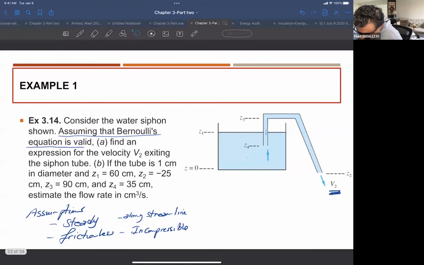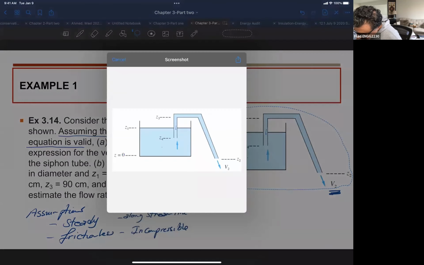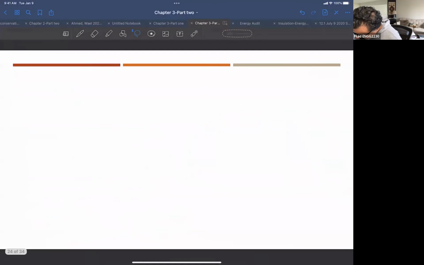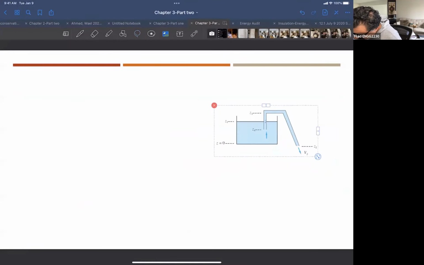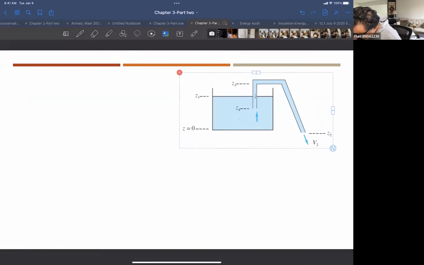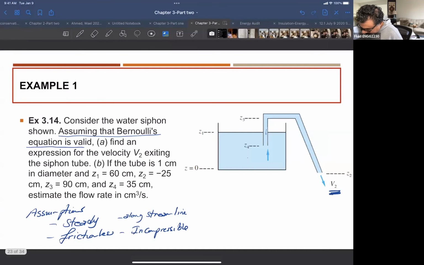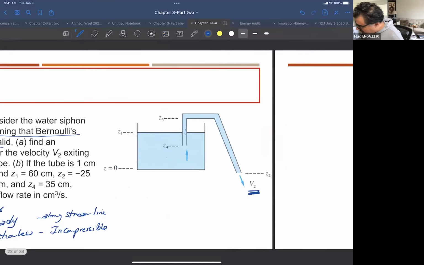Okay, so let me do something else here. Copy. Okay. So I need to find out this velocity expression here, right? As a siphon pipe, this is the first one, right? So let's solve the problem this way.